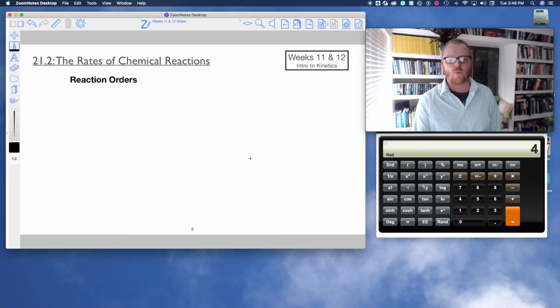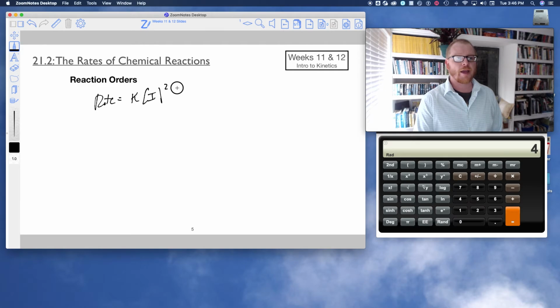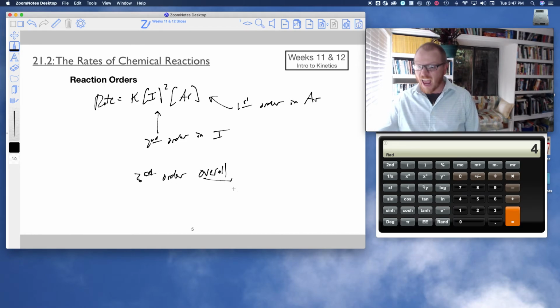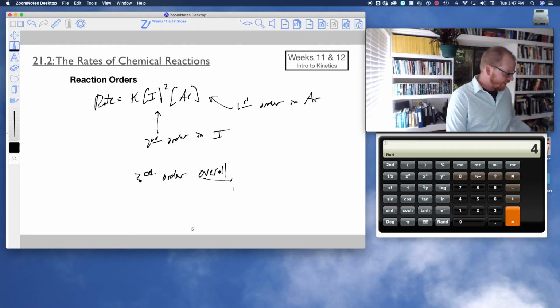So let's write that actually where I left all these blanks here. So if we had a reaction that looks like this, right, that data that we just did, okay, we would say it's second order in I. We would say it's first order in argon, and 1 plus 2 is 3, so we would say it's third order overall. And we're going to see the consequences of this in the next video, all right?